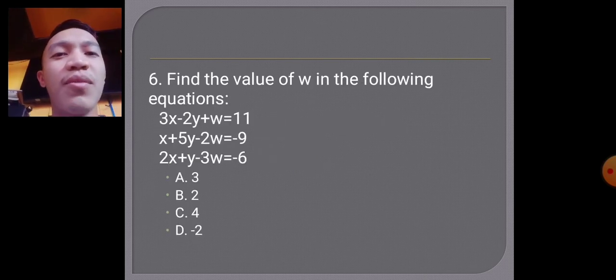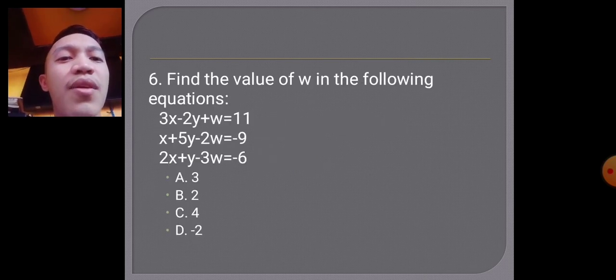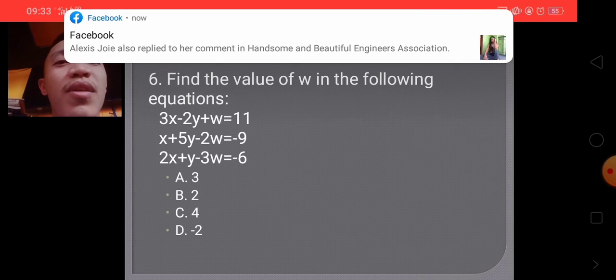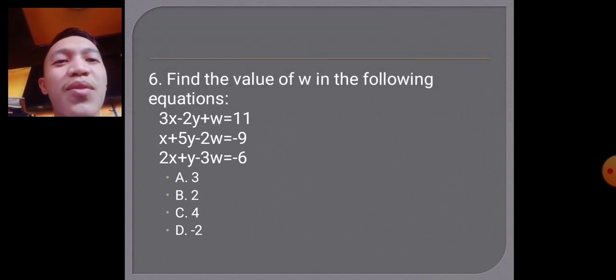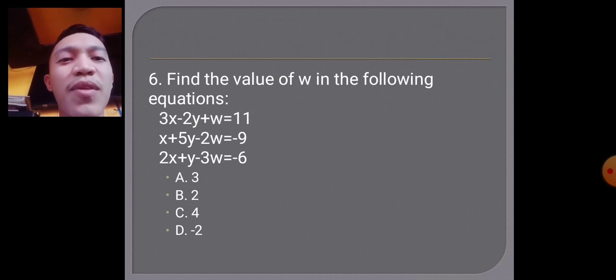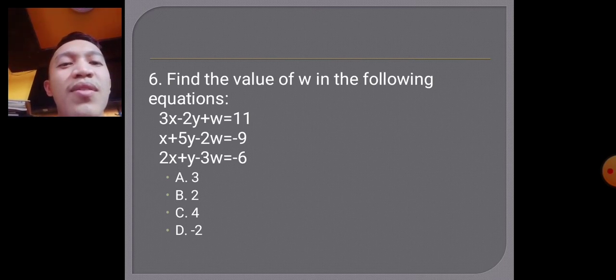Now for question number 6, find the value of w in the following equations. 3x minus 2y plus w equals 11. x plus 5y minus 2w is equal to negative 9. And 2x plus y minus 3w is equal to negative 6. We have the choices: A is 3, B is 2, C is 4, and D is negative 2.